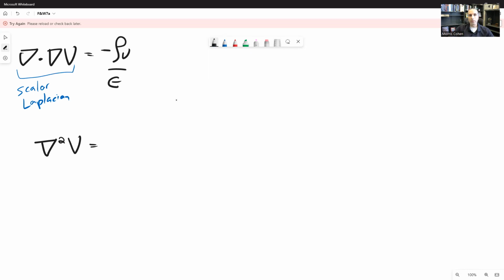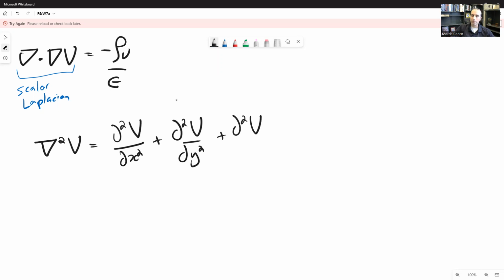And if you work it out, you actually apply the definition of divergence and gradient. It works out to be the following: the second derivative of the potential with respect to x plus the second derivative of potential with respect to y plus the second derivative of potential with respect to z. And the Poisson equation tells us that that's strictly equal to negative charge density over epsilon. So again, this is called the Poisson equation.